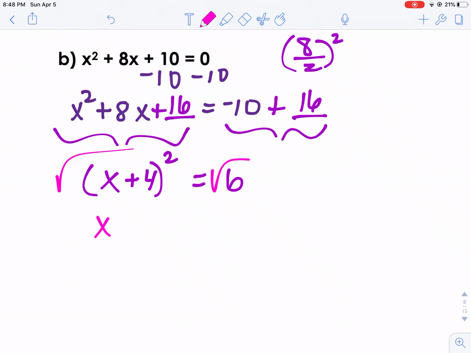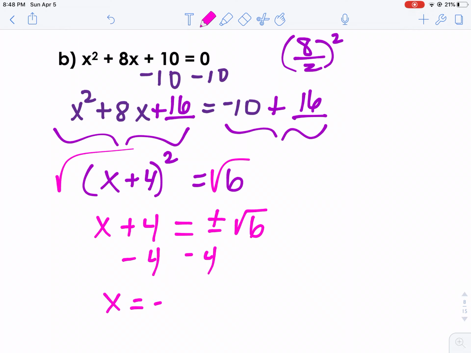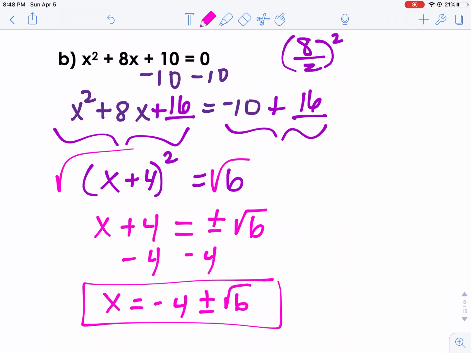Okay, on the left-hand side, that leaves us with just x plus 4. On the right-hand side, that leaves us with plus or minus root 6. We want to take away 4 from both sides, so that's going to give us negative 4 plus or minus root 6, and we can just leave our answer like that.